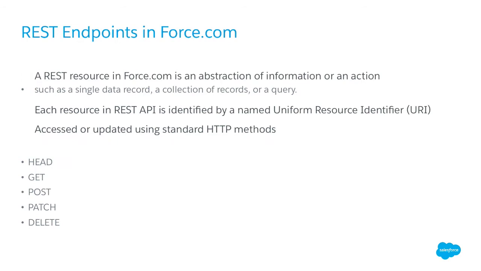Now let's go to the REST implementation of force.com. A REST resource in force.com is an abstraction of information or action, such as a single data record or a bunch of records, right? It could be a collection, it could be a single record. It's pretty much the same definition as in Roy Fielding's PhD thesis. So what this means is we are a pure play REST API provider. And these are the 5 HTTP verbs we are supporting.